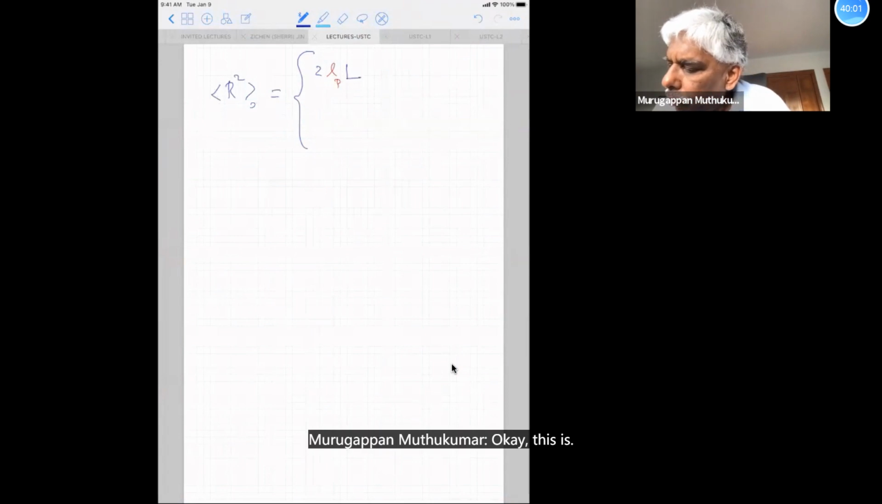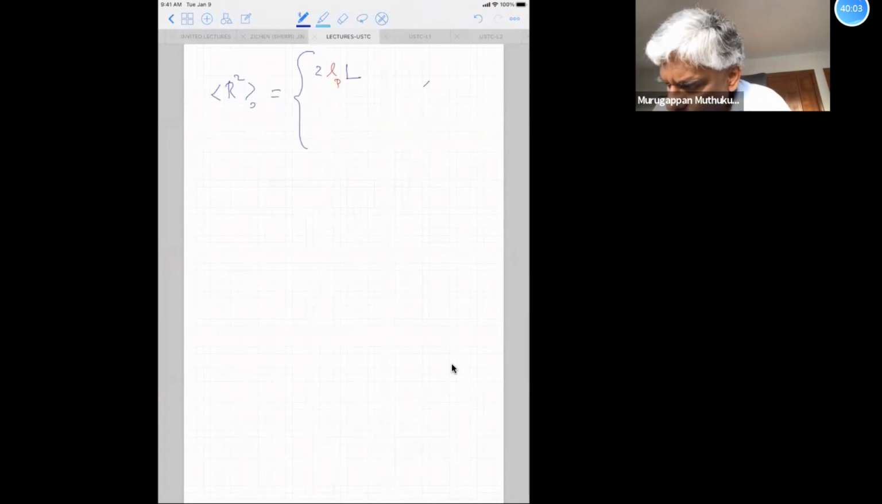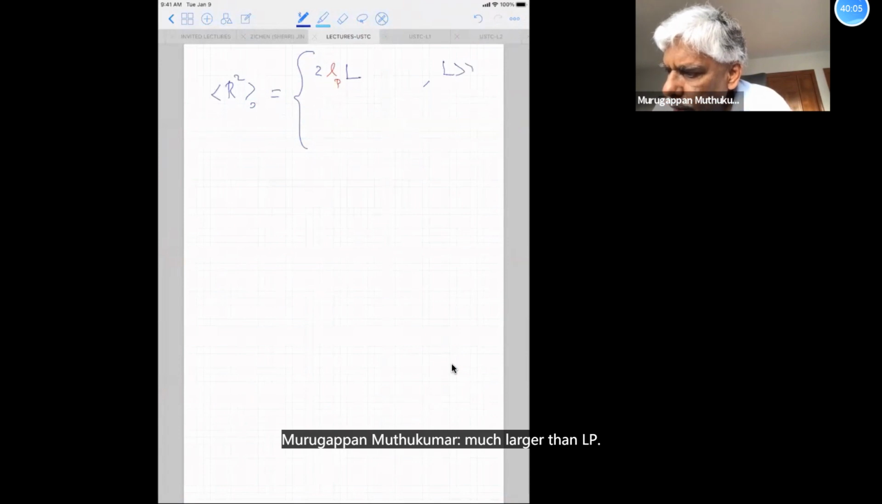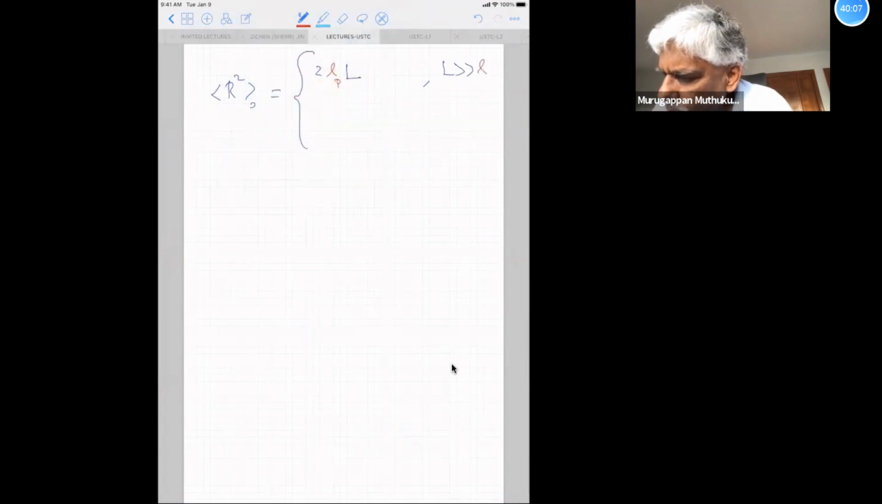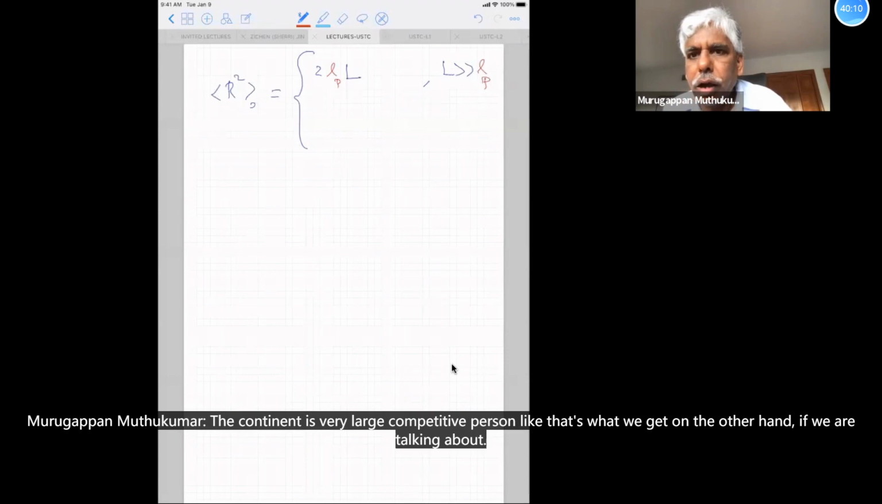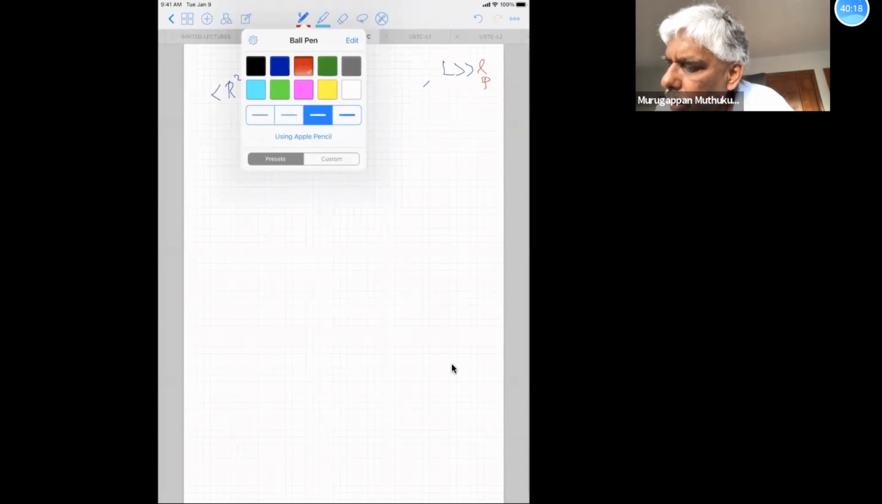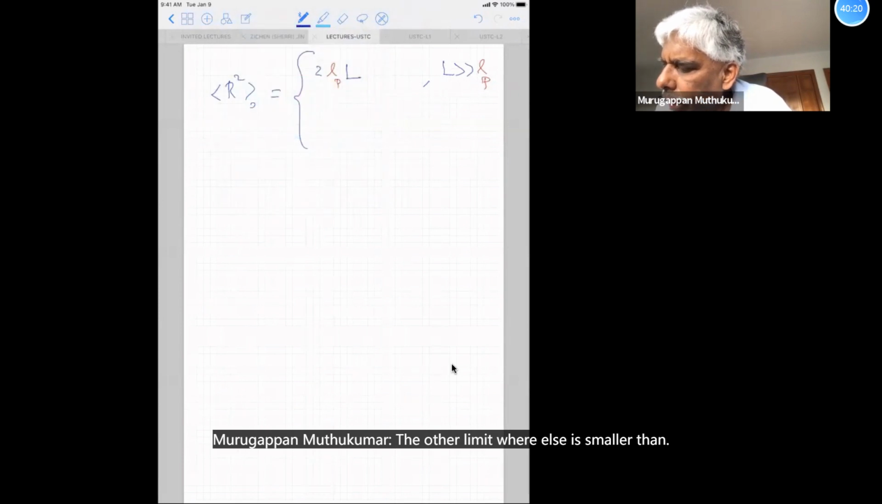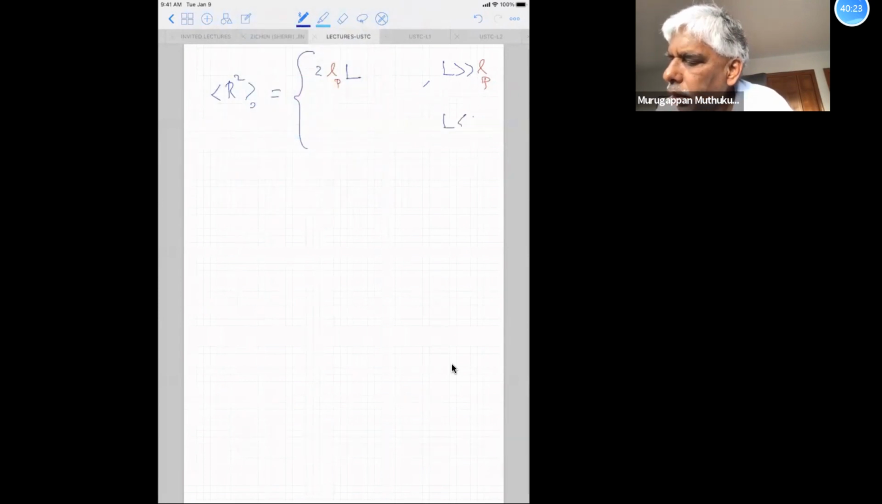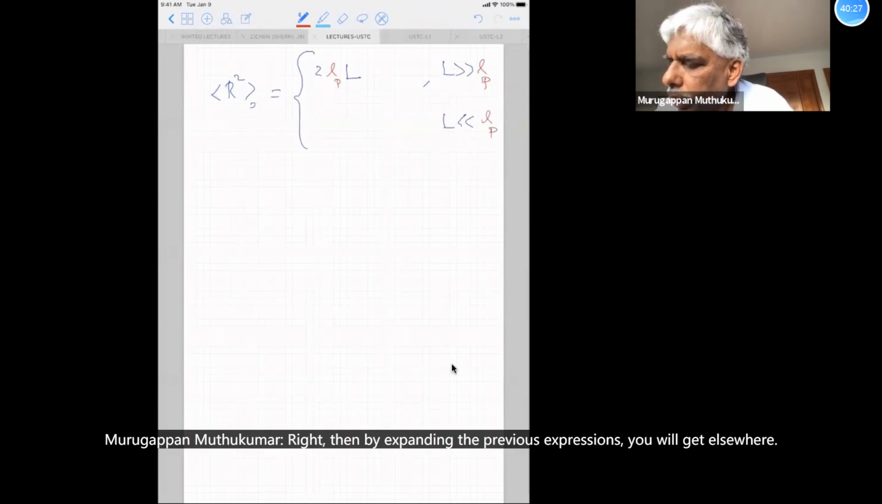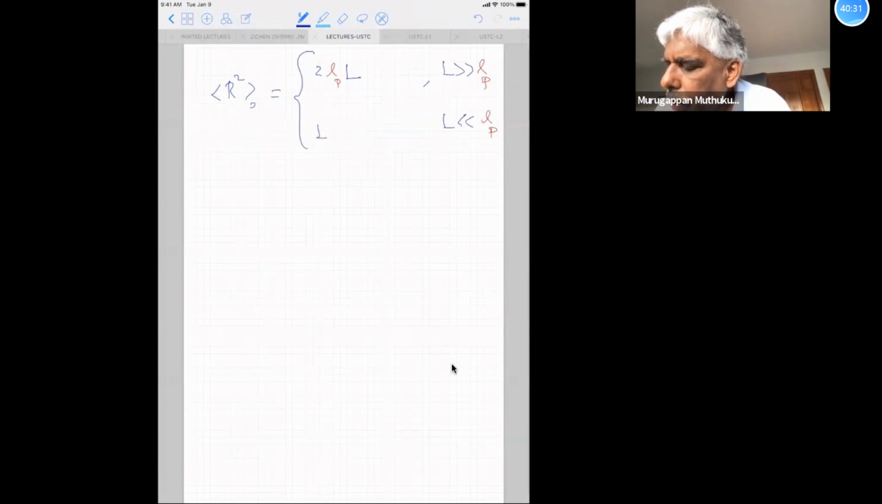Okay, this is for L much larger than LP. If the contour length is very large compared to persistence length, that's what we get. On the other hand, if we are talking about the other limit where L is smaller than LP, right? Then by expanding the previous expressions, you will get L squared.